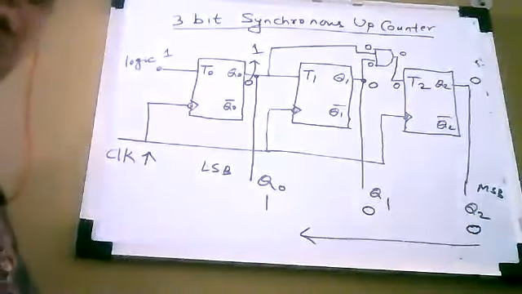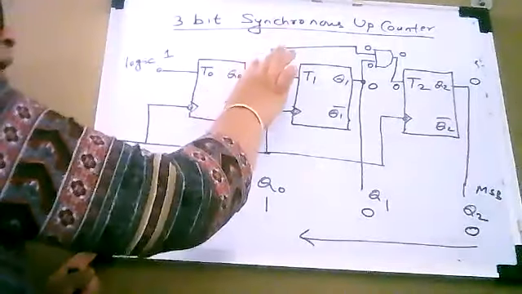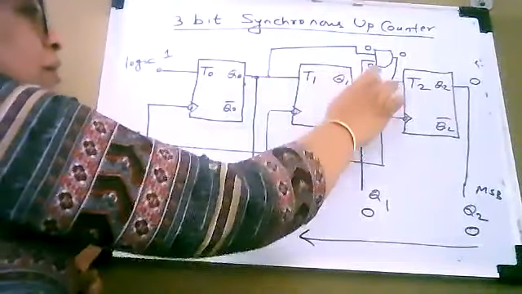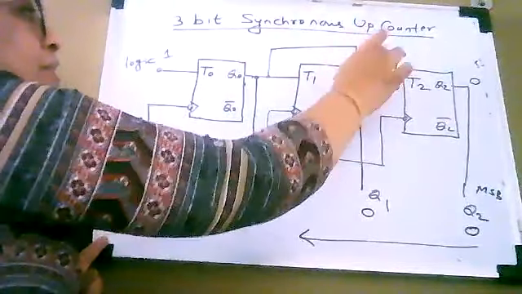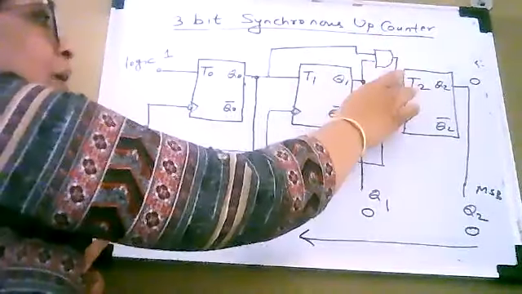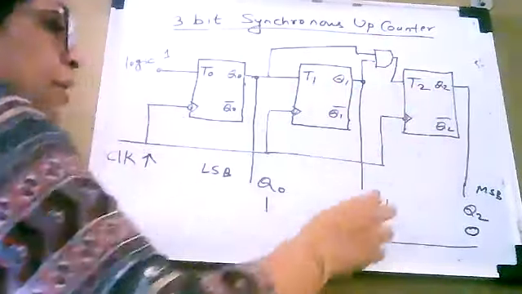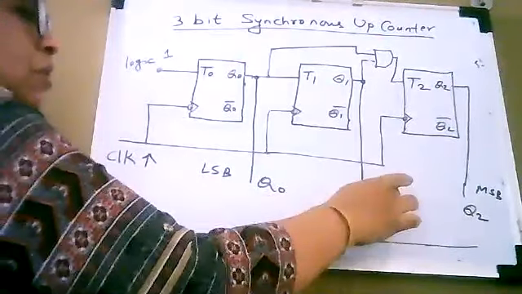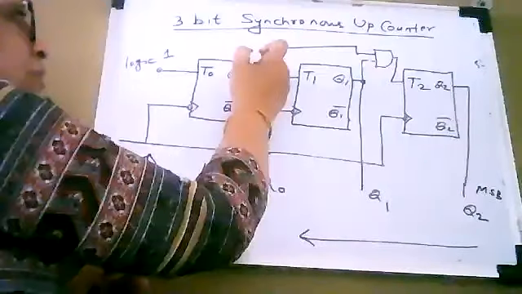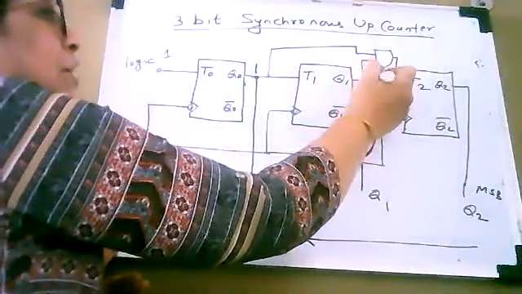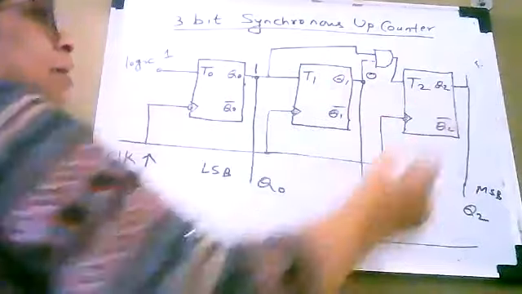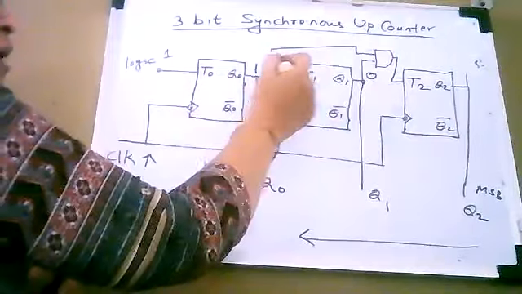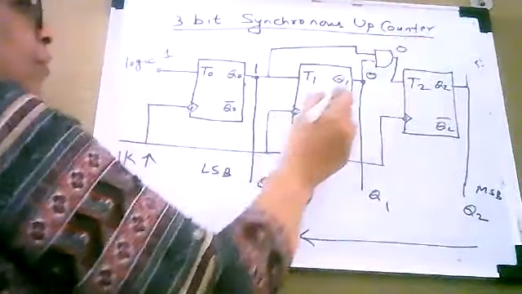Okay. So now let us go to the next state. Before discussing the next state, you have to confirm the previous state. The previous state was 1 here, 0 here, and 1 here. Now, as inputs to the AND gate are 1 and 0, its output will be 0.